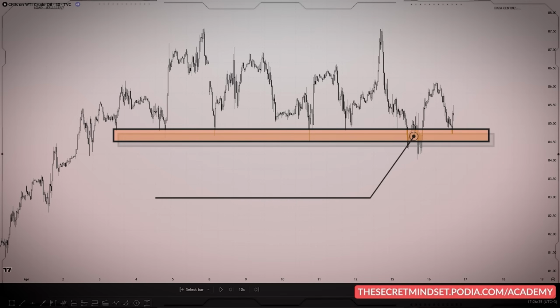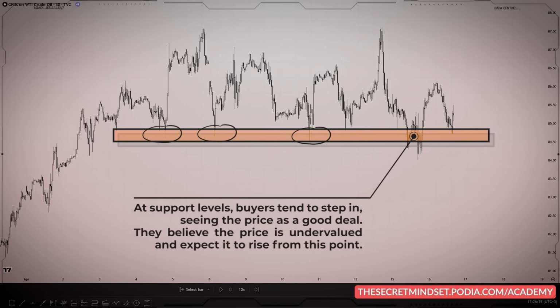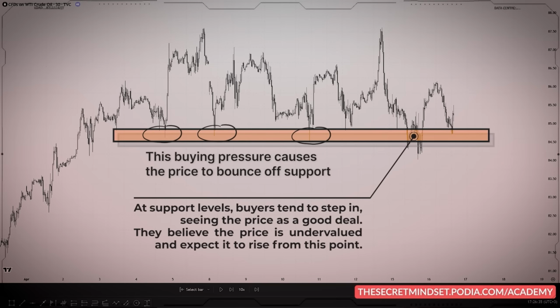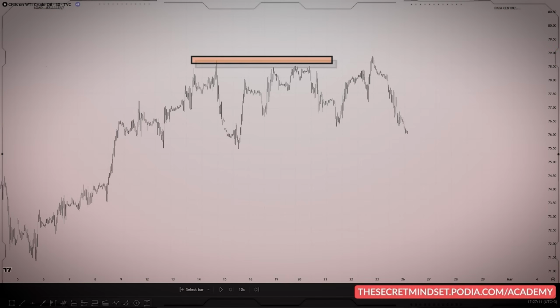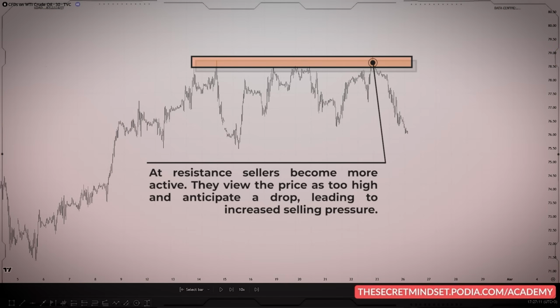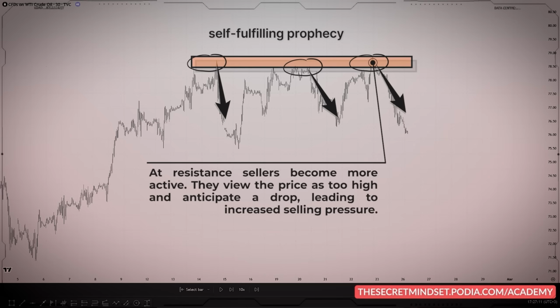At support levels, buyers tend to step in, seeing the price as a good deal. They believe the price is undervalued and expect it to rise from this point. This buying pressure often causes the price to bounce off support. At resistance levels, sellers become more active. They view the price as too high and anticipate a drop, leading to increased selling pressure. This behavior creates a self-fulfilling prophecy. As more traders watch these levels and act on them, their collective actions make the levels more likely to hold, at least temporarily.